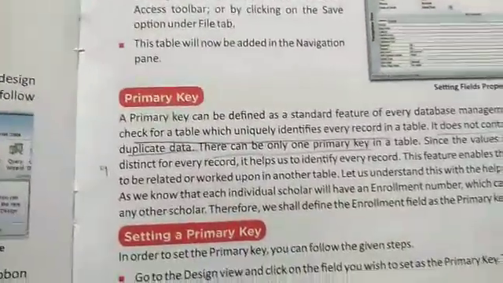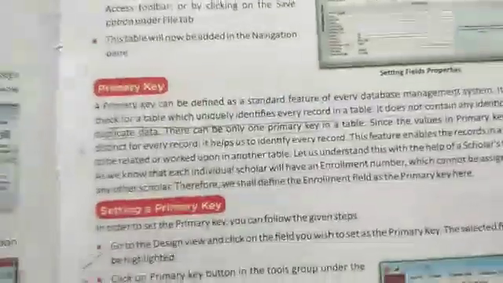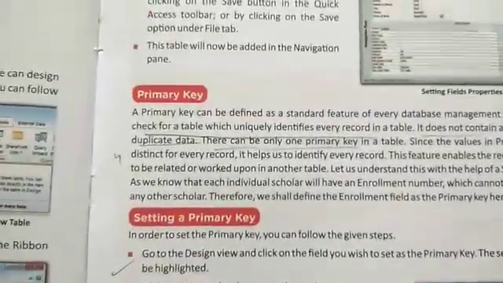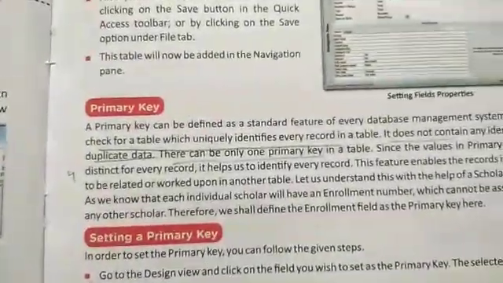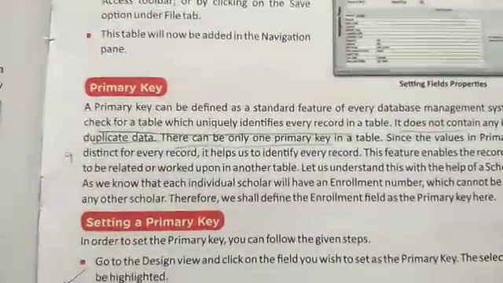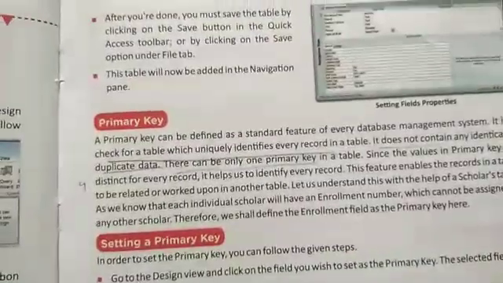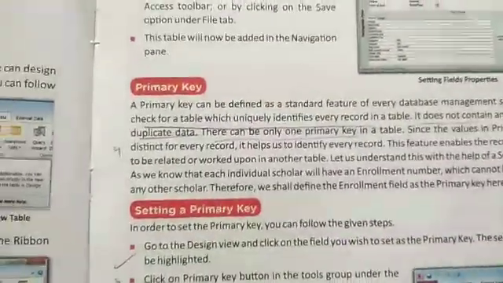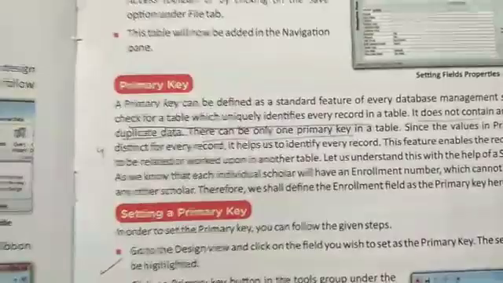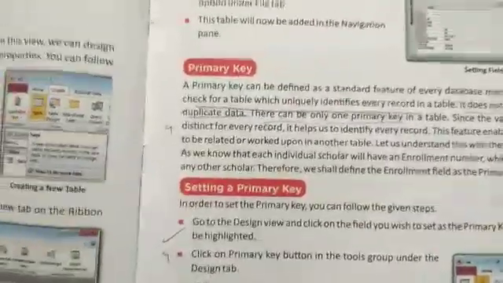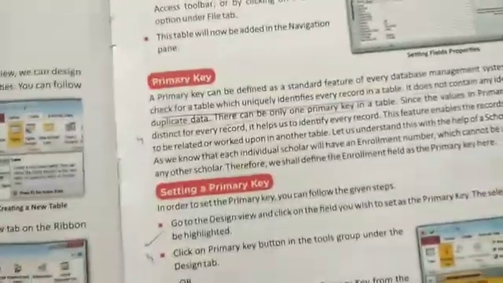Now the next topic is primary key. Primary key is a standard feature of every database management system. It is a check in a table which uniquely identifies each record in a table. It does not contain any identical or duplicate data, and primary key data cannot be duplicated at any cost.